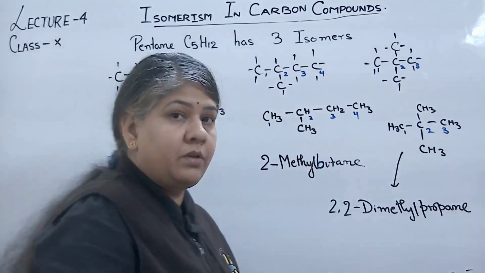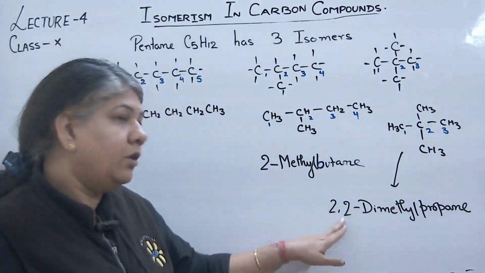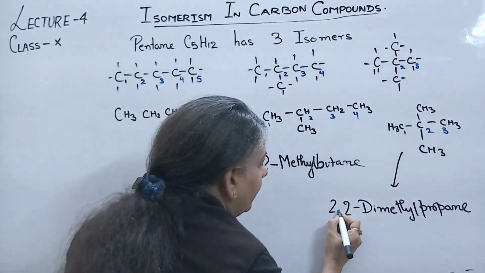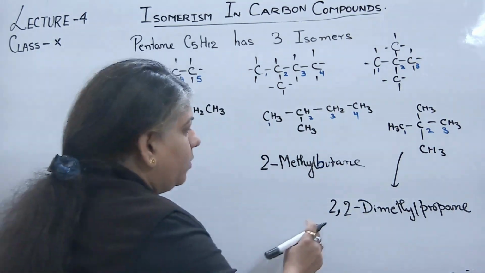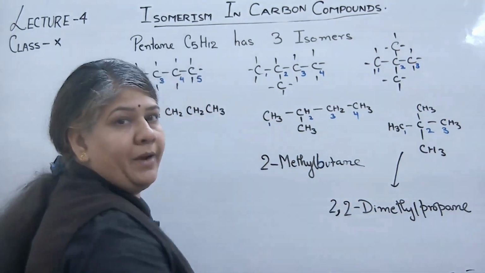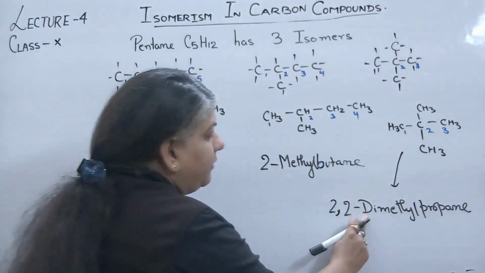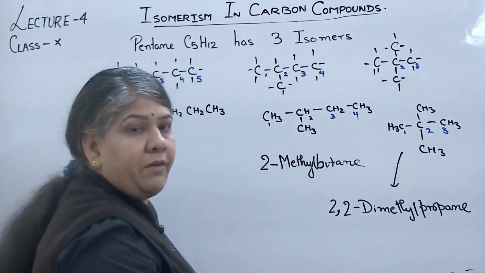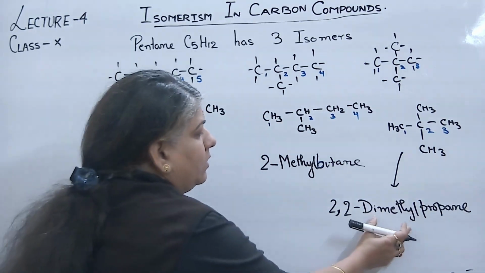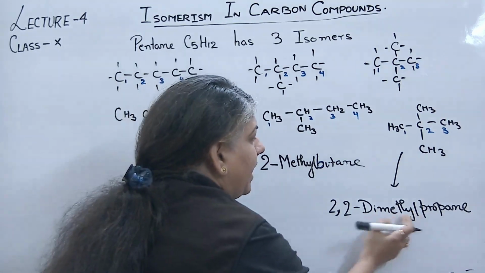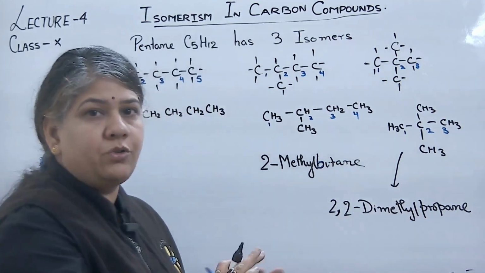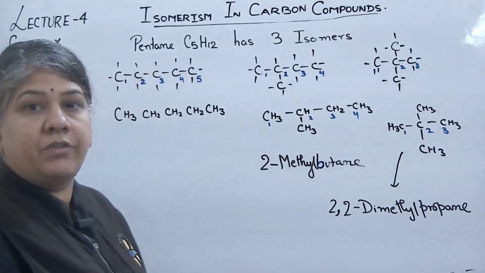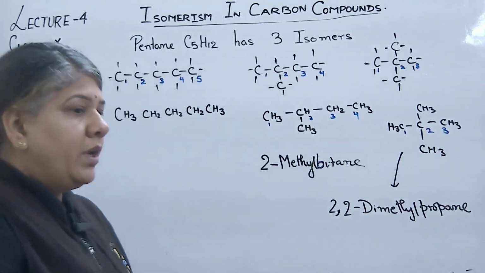Another thing that you must be careful, that between two numbers there should be a comma. So put a comma between two numbers, put a dash between a number and an alphabet. Then the first alphabet will be capital, followed by all the small alphabets and no gap in between. Between dimethyl and propane there should be no gap, it should be continuous word. So these are the 3 isomers of pentane. So you take the screenshot.